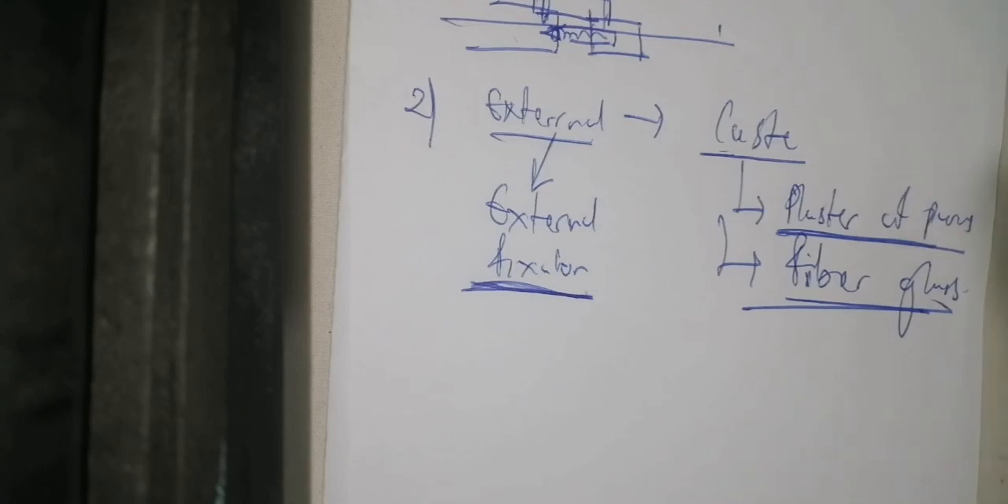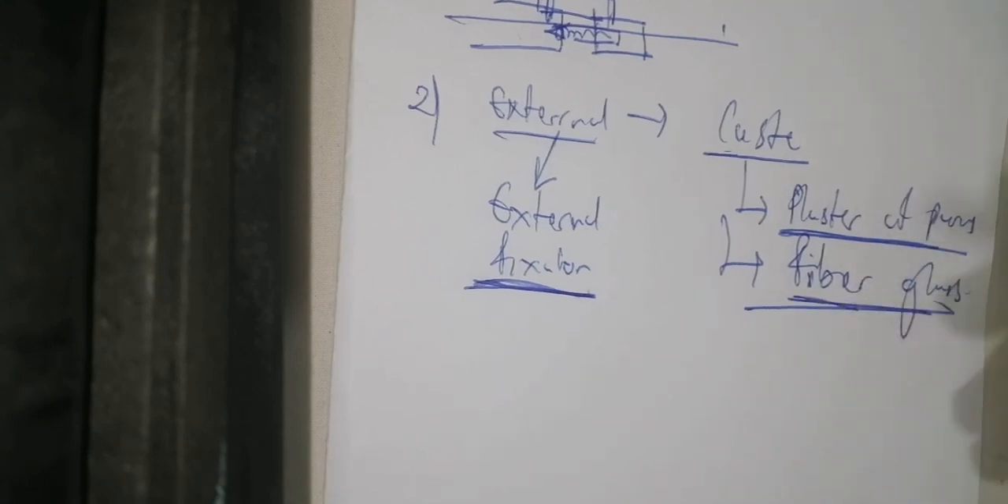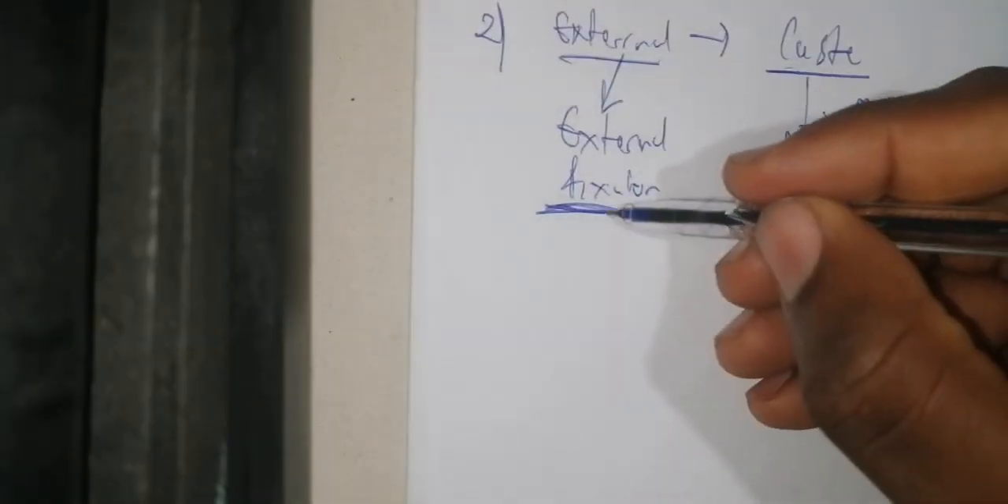Plaster of Paris is what makes you dirty. It's very whitish, and the fiber glass, though it's still whitish, is more cosmetic and cleaner, but it's more expensive too. So those are the different elements.